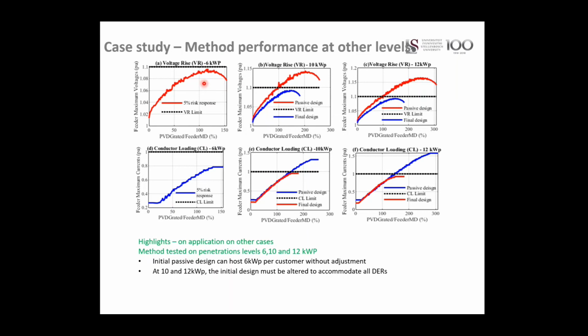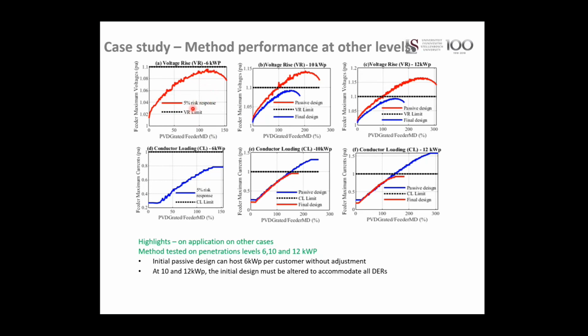So what is interesting is that even your passively designed feeder can accommodate at least 6 kilowatt peak per customer, and the 5% risk response is shown here, which means it does not violate the constraints if each customer has 6 kilowatt peak, and this is the same for your conductor loading. So this can be attributed to your design risk when you are designing your network. We factored in a 2.5% risk in our power flow analysis, and then we factored in another 2.5% in the interpretation of the scatter plots. So that made up the 5% risk response.